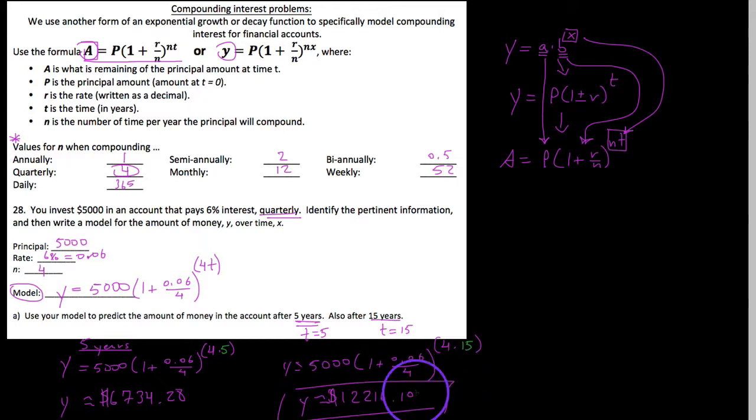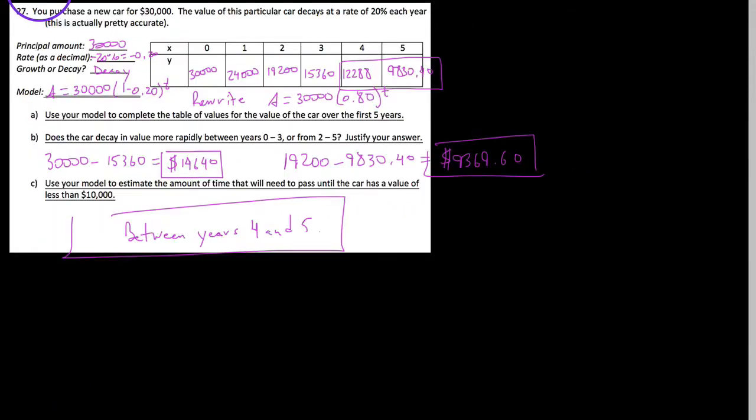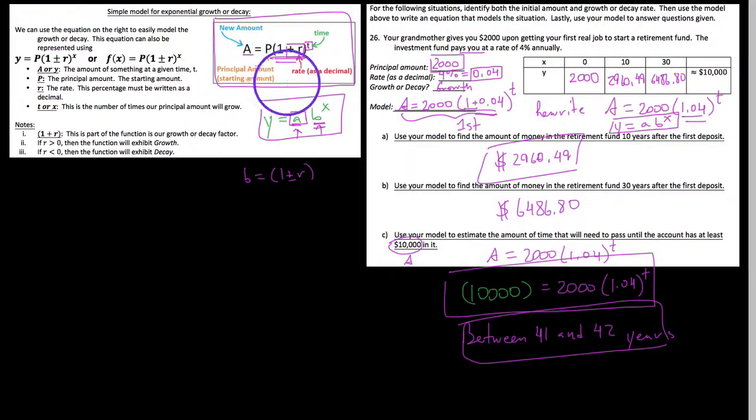So we'll use this formula when it comes to compounding interest. Any other models, though, that we use, we use a simple model, which is just 1 plus r, and then take that to the t.